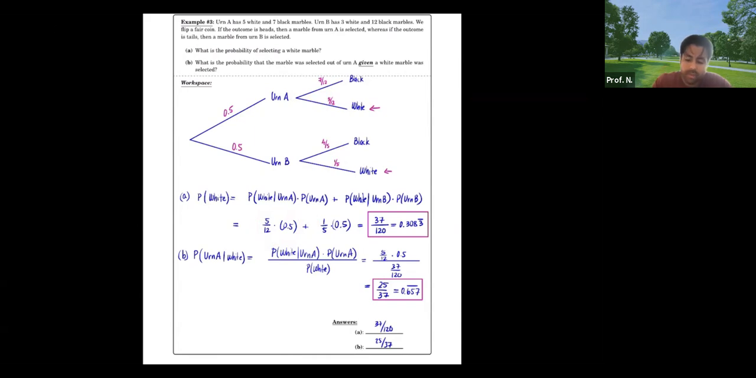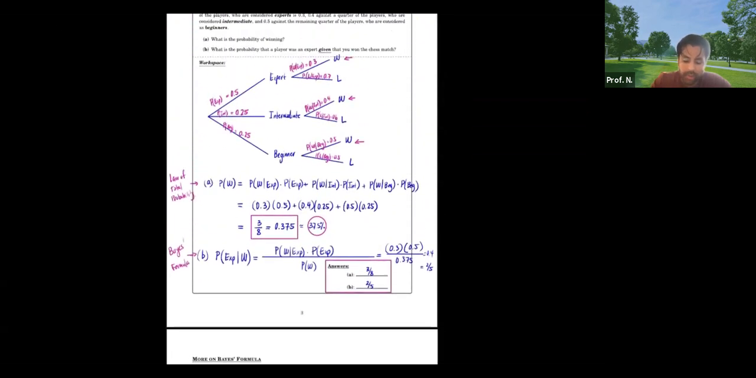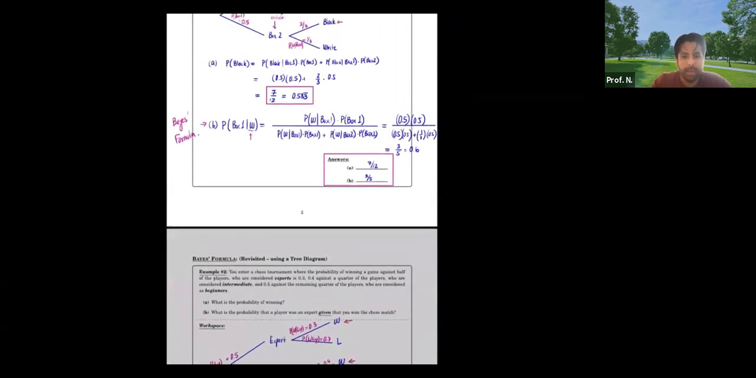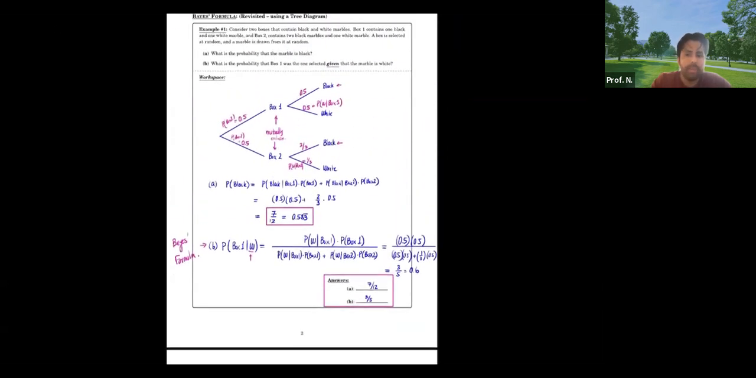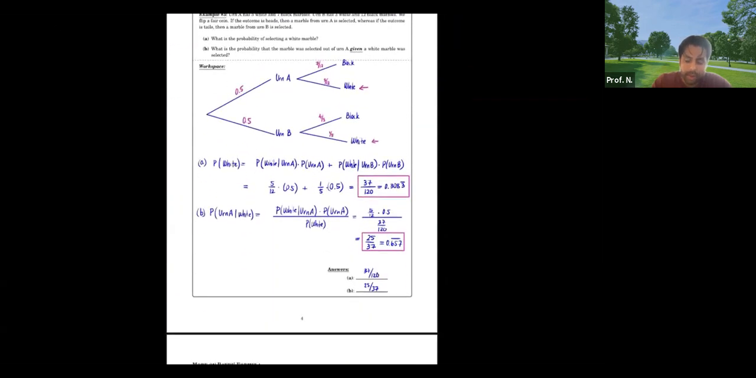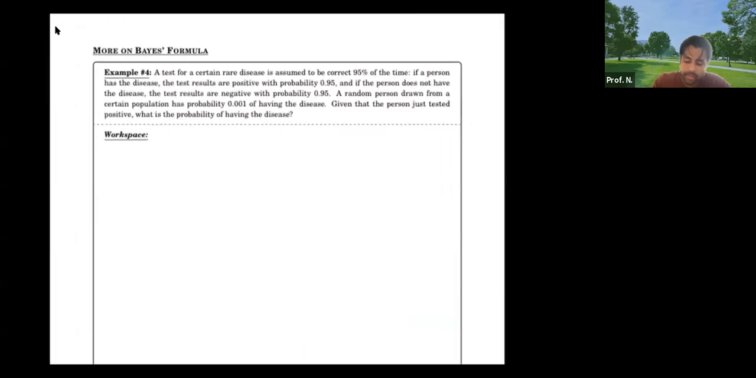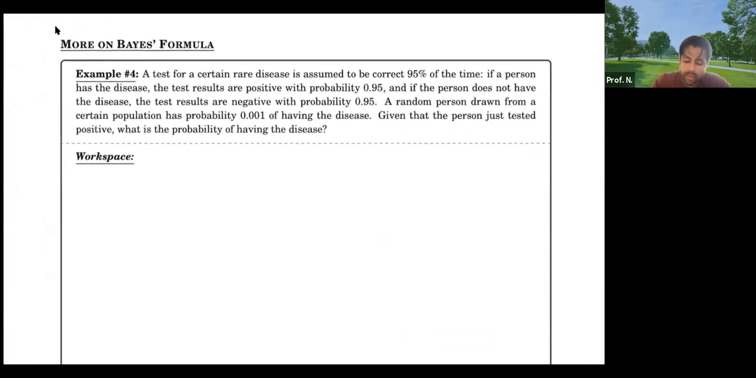Okay, great. So no questions about this? Okay. So good. We've been covering Bayes formula, conditional probability, and law of total probability with tree diagrams. All right. Now the last one, the last example.